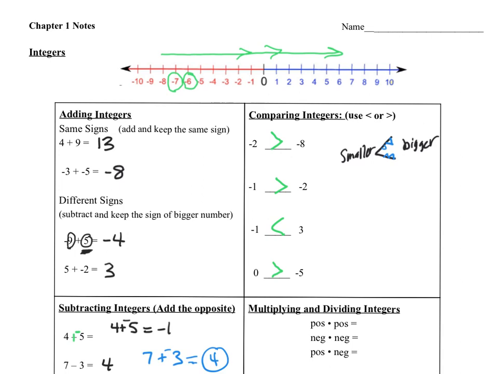Just to remind you how to read these, I'm going to read this one I've just circled in red. You'd read that as -1 is greater than -2. And if I was going to read the next one below that, I would say -1 is less than 3. Okay, remember on inequalities like this, you read them left to right.